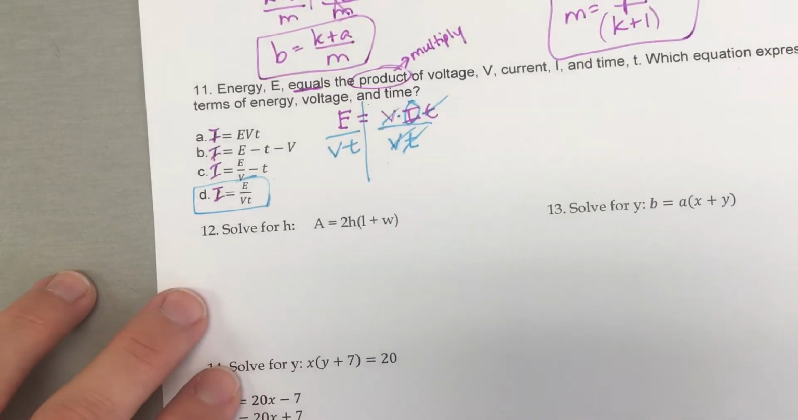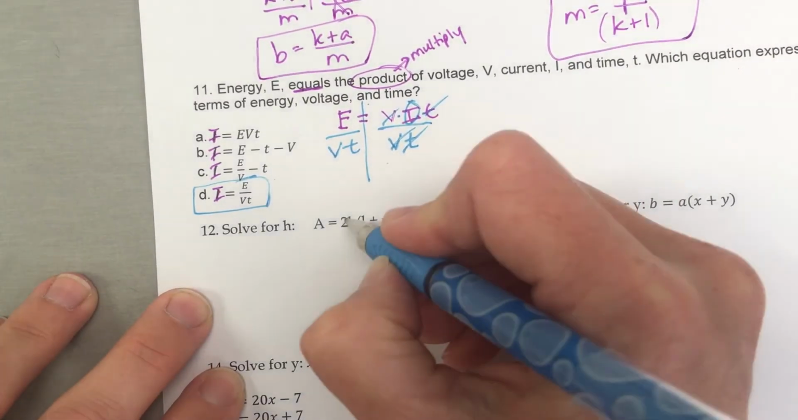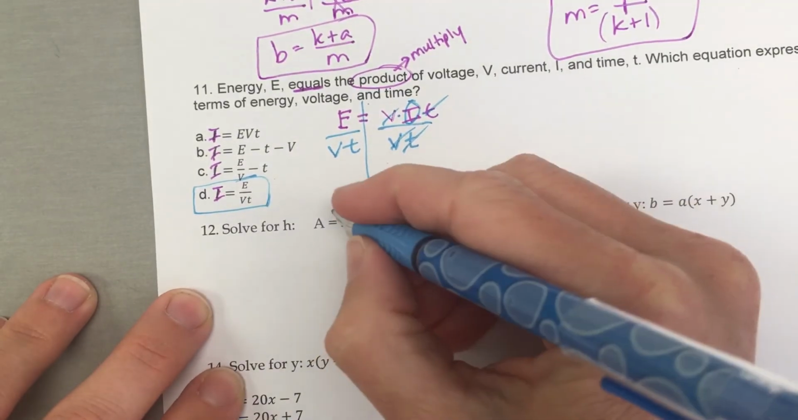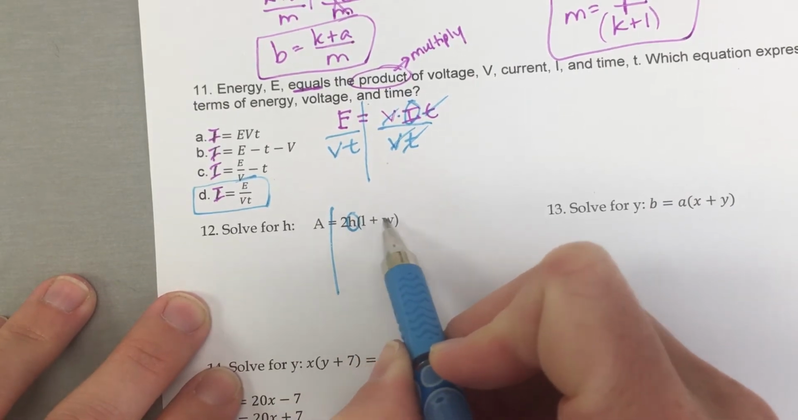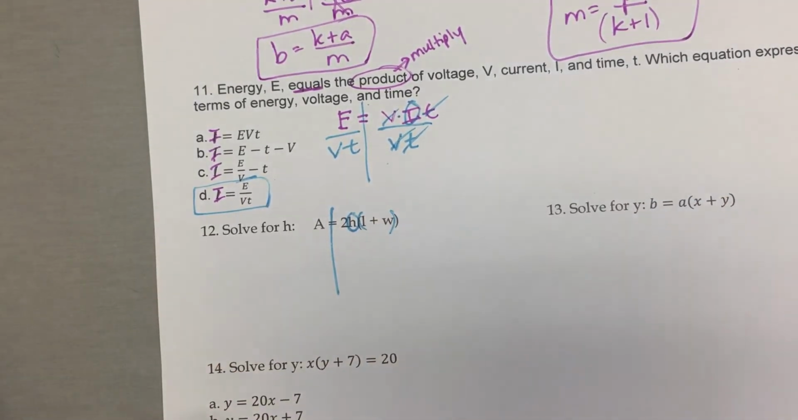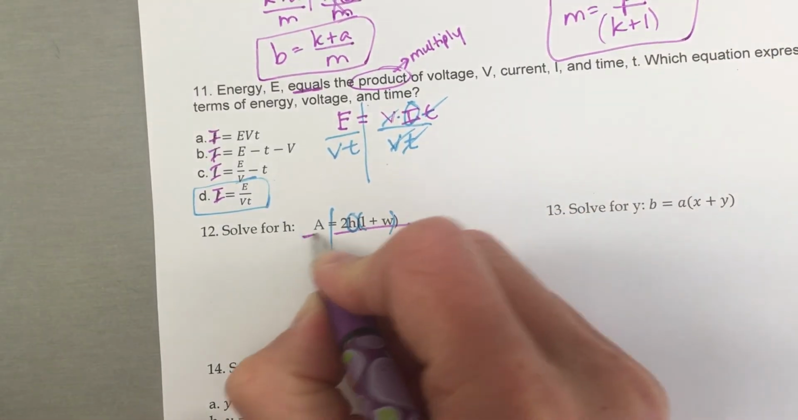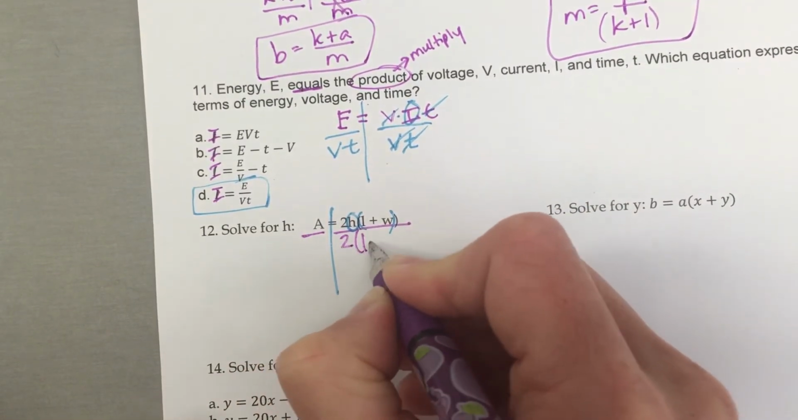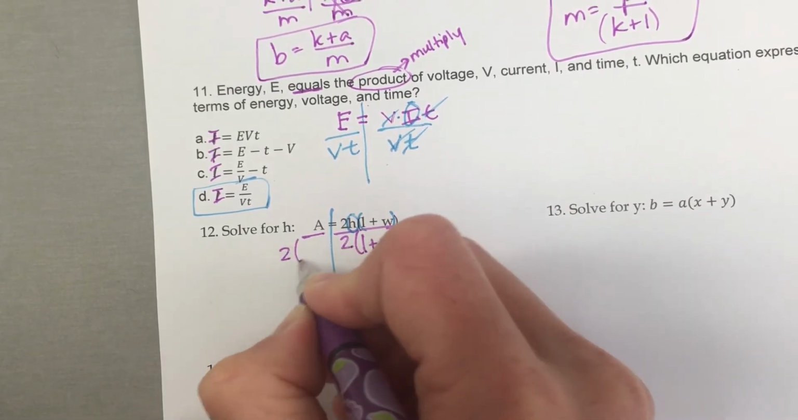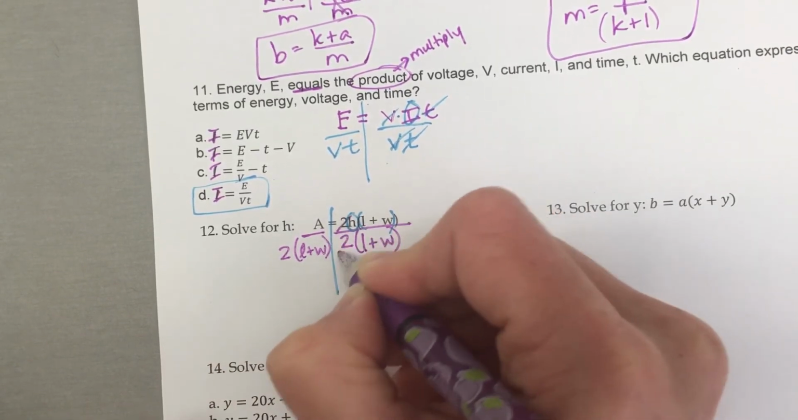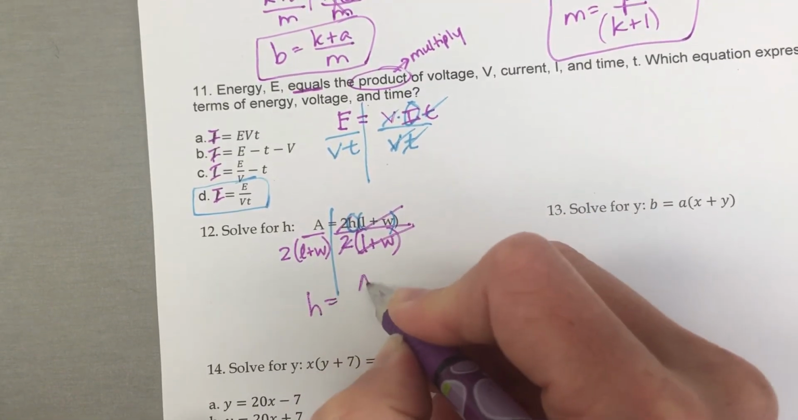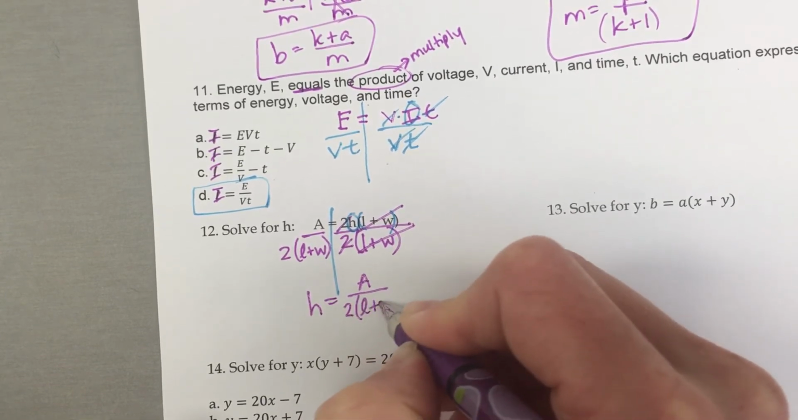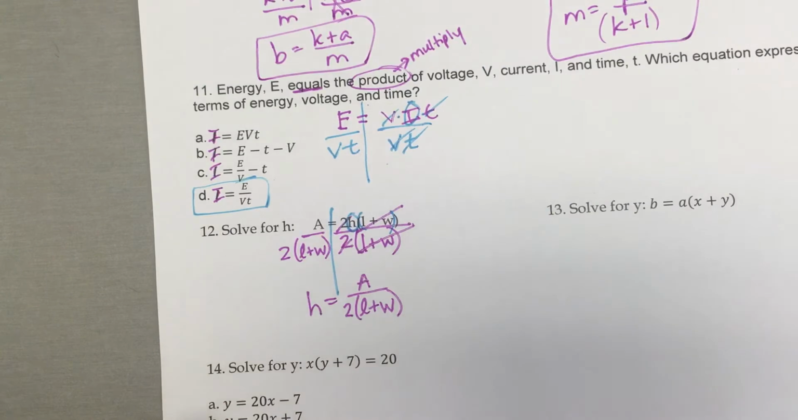All right, 3 more. Number 12, solve for H. So draw my line. All right, 2 is being multiplied by H, and the L plus W is being multiplied because parentheses mean to multiply. So I can divide everything at one time. You can divide the 2 and the L plus W. So the 2's cancel, the L plus W's cancel, and I've got an H by itself. H equals A over L plus W. All right, you can always pause this video if you want more time.